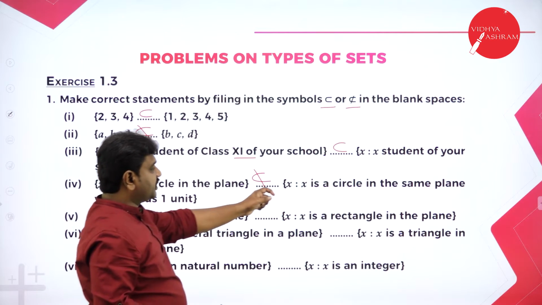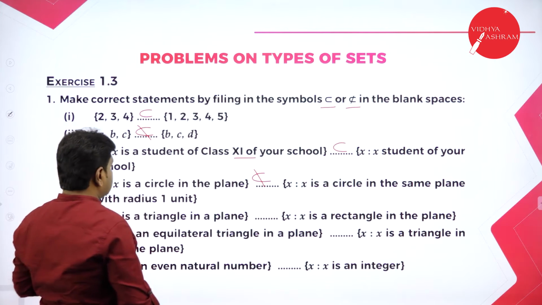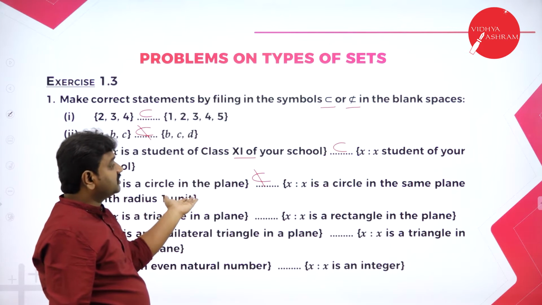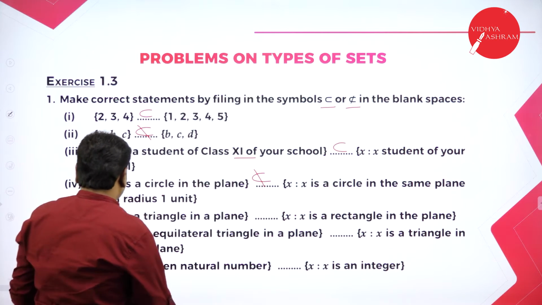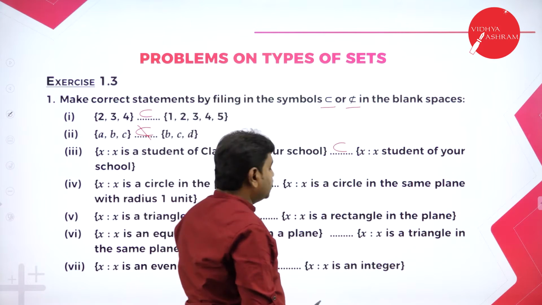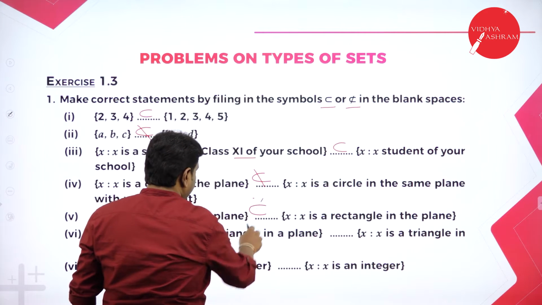Circle in the same plane with radius 1 unit. Here X is a circle in the plane. A circle in the plane may have radius 1 unit or more than that, so it has more elements than that. Then X is a triangle in the plane, and X is a rectangle in the plane. So triangles are not a subset of rectangles. This is also not a subset.